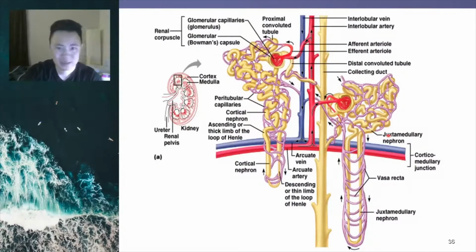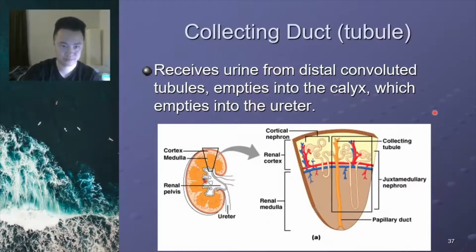All right. This is just a more detailed image of the different structures that we were talking about. Okay, you can pause the video and review those structures on your own. All right, so the collecting duct here, these receive urine from the distal convoluted tubules. Okay, here is the distal convoluted tubule, and then it collects here. That's a collecting duct, and it empties into the calyx, which eventually empties into the ureter.